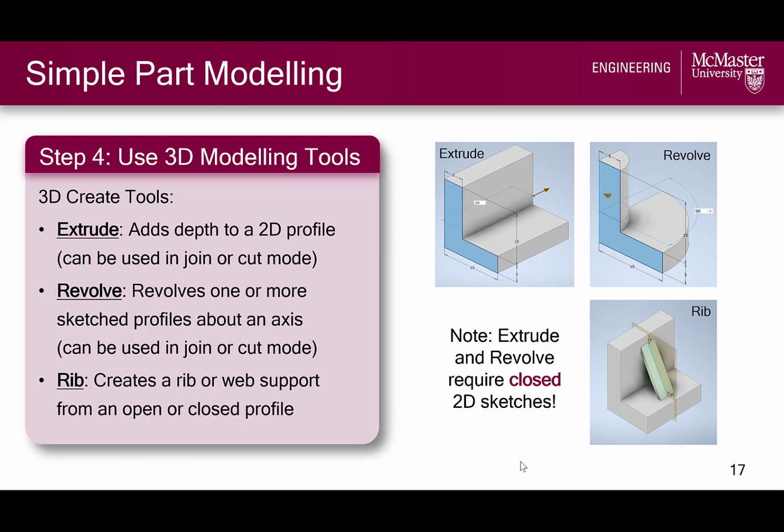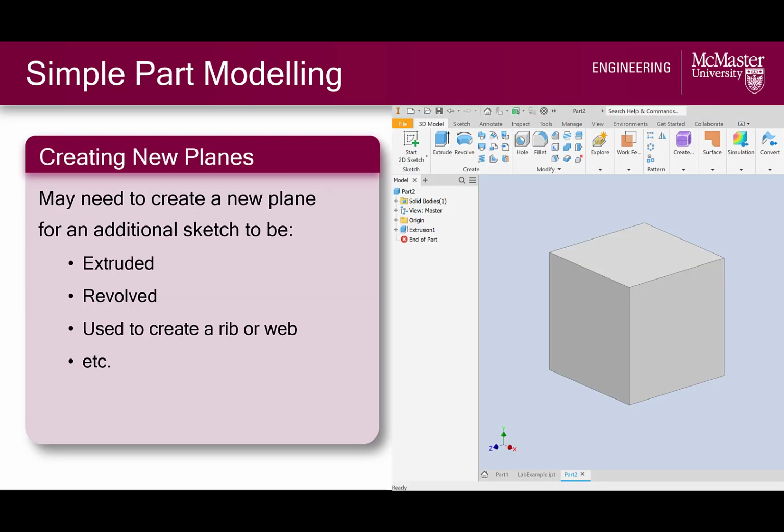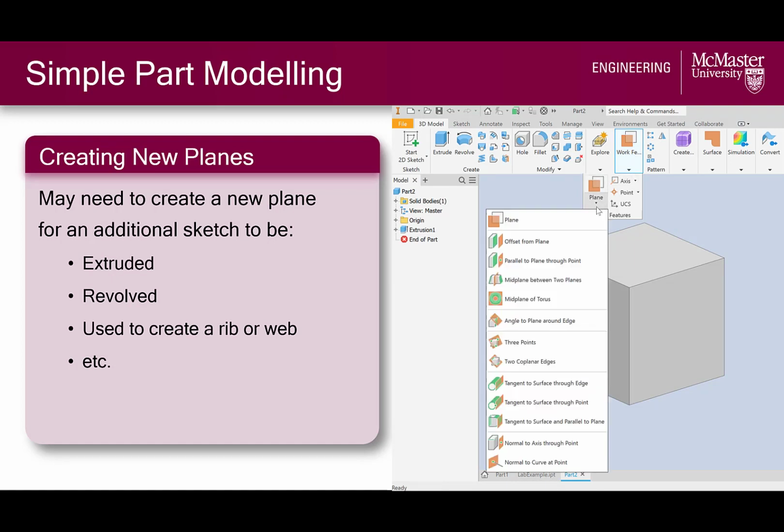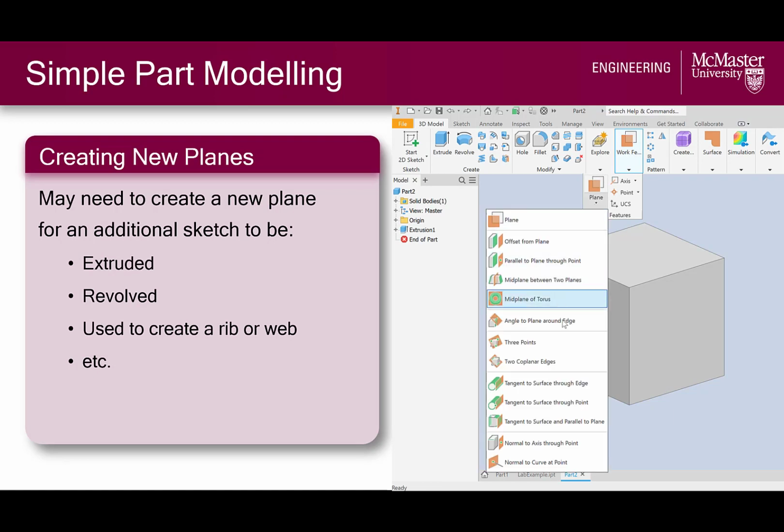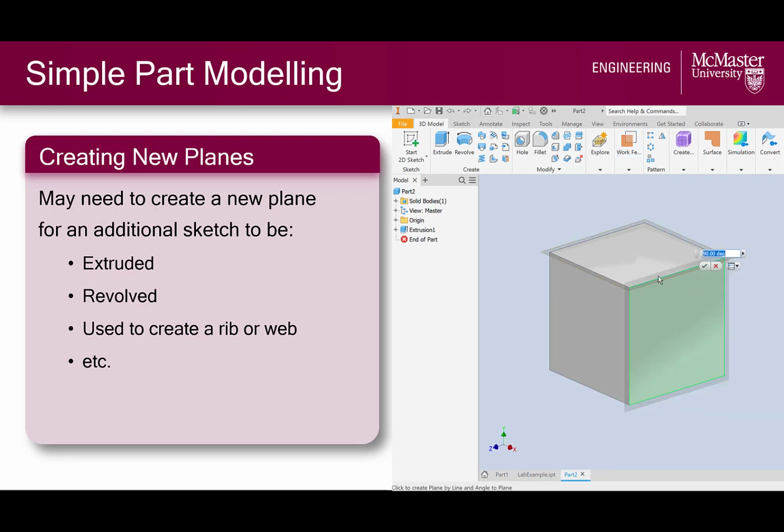Finally, the Rib tool will generate a rib or web support feature on a 3D part from an open or closed profile sketch. To create the sketch for the rib or for any other feature to be extruded or revolved, you might need to define a new sketching plane in Inventor, which can be done in the 3D Model tab with the Plane button. Some example options are creating a new work plane that is offset from some existing plane in your part model. This could be the surface of an object. And another option shown here is creating a plane that is angled about some edge.